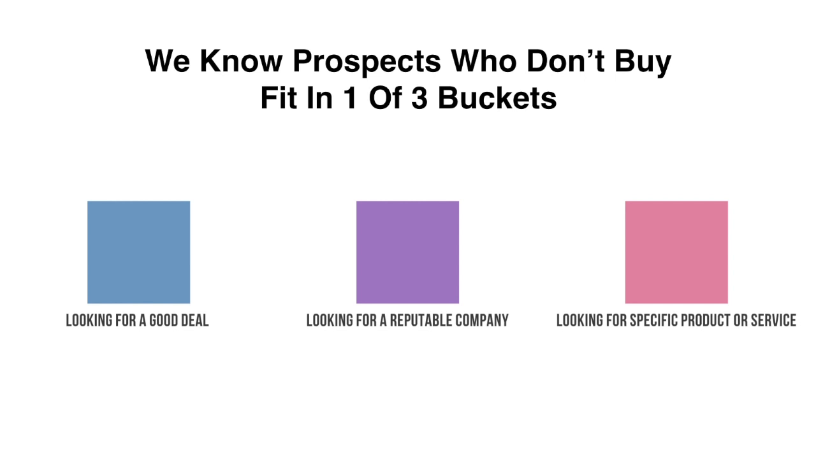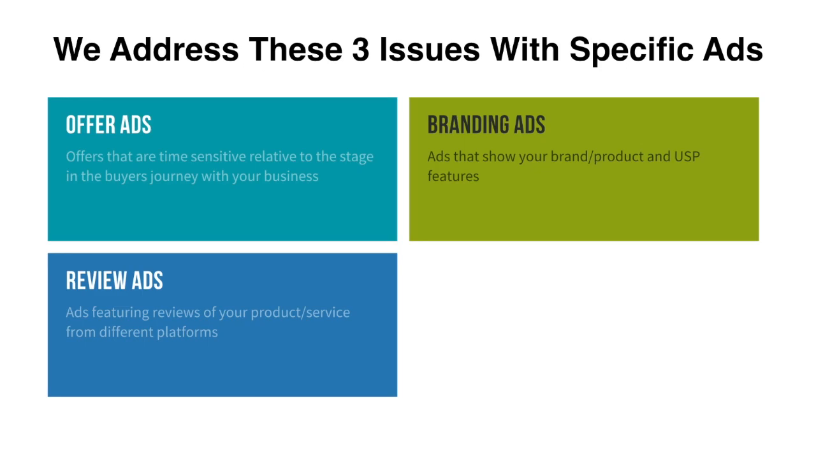So the way that we deal with this is, first of all, is the offer in our ads. The offers are time sensitive. They're relative to the stage of the journey that they're at. And it actually gets them to go, oh, if I may not see this again, I'll check it out, okay? So having the type of offer makes a big difference. The branding, the specific review of ads, so if a customer is looking for a specific product or a service, and we then want to show ads based on other people's experiences with that brand, okay?